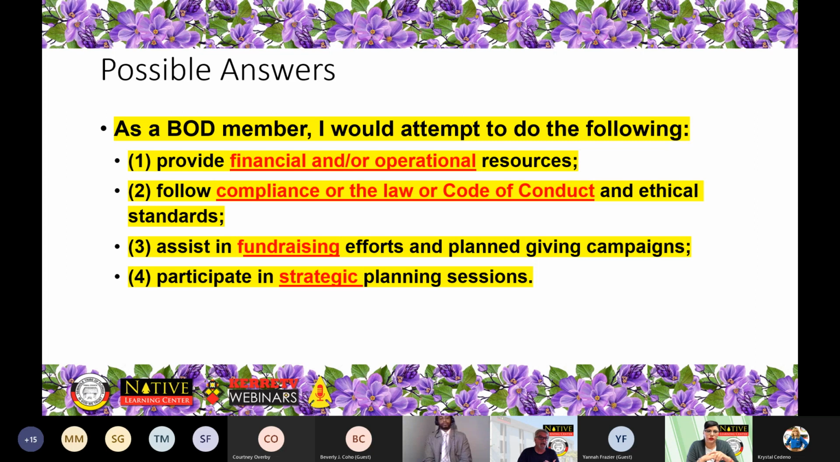Yeah, absolutely. Number 2, I put compliance because that's my background, or the laws or code of conduct. There were other comments posted that fit in there very nicely. I put assist in fundraising efforts because I firmly believe everyone needs to participate in that, but there were other things mentioned, and that's fine. And I think everyone agreed on the last one, participate in the strategic planning session.